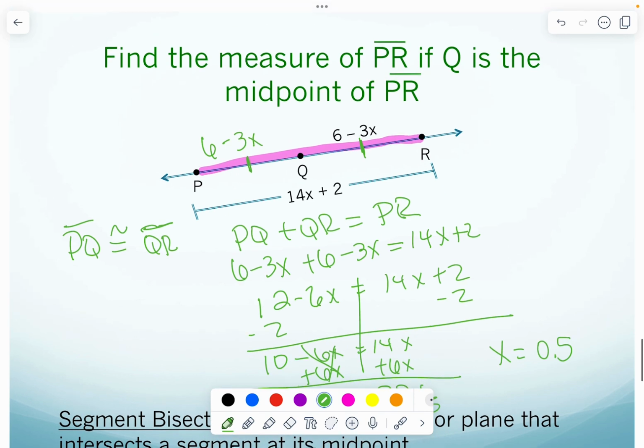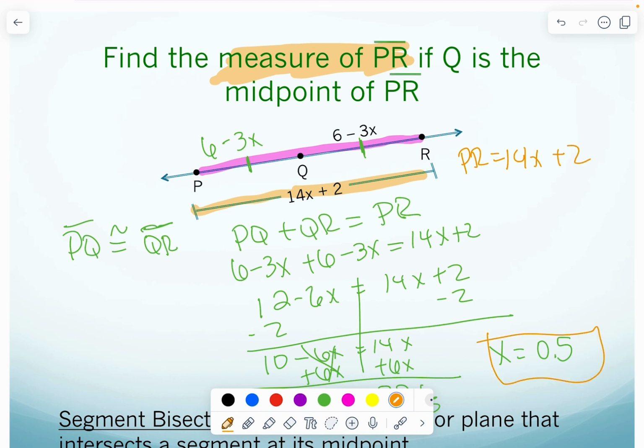Again, it's important that I'm reading the question. I'm looking for the measure of PR. And I know that PR is 14x plus 2. So I'm going to have to substitute in this value. So PR is 14 times 0.5 plus 2, which is 7 plus 2, which is 9.